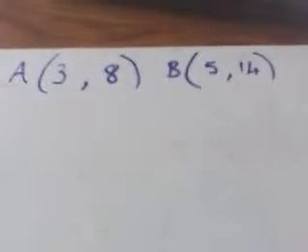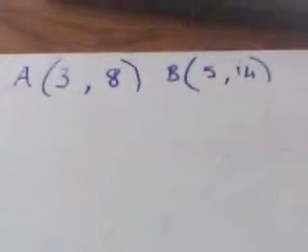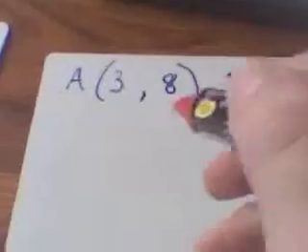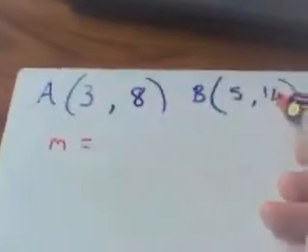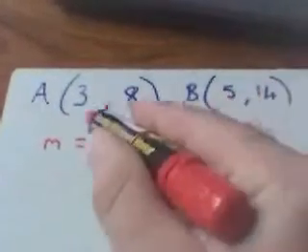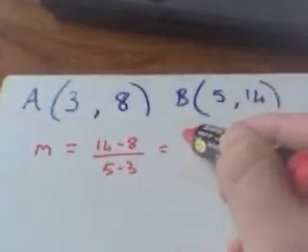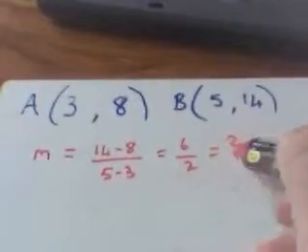We're now going to find the equation of the line joining A (3, 8) and B (5, 14) by the alternative method. So first of all we're going to have to derive the gradient. The gradient is 14 take 8 over 5 take 3, giving me a gradient of 6 over 2, which is a gradient of 3.